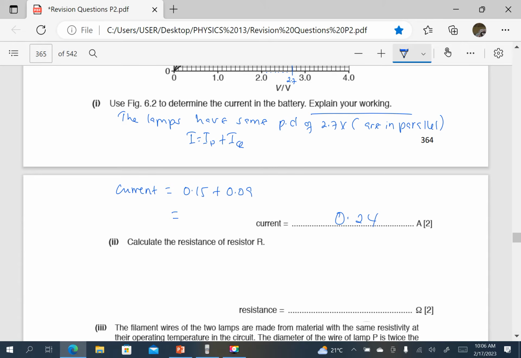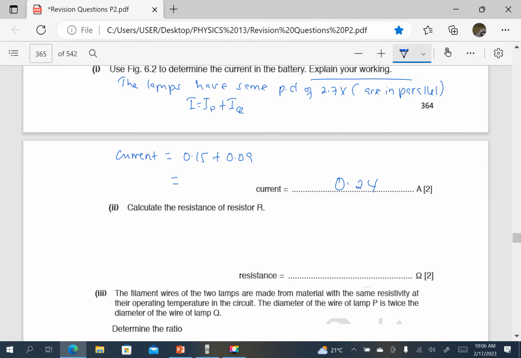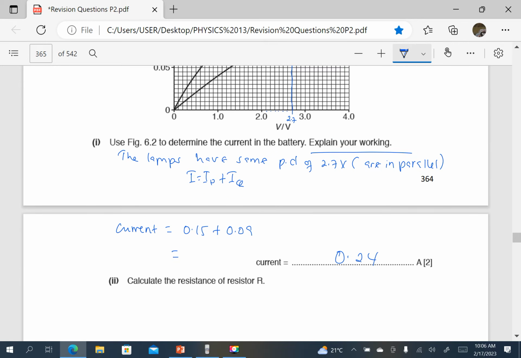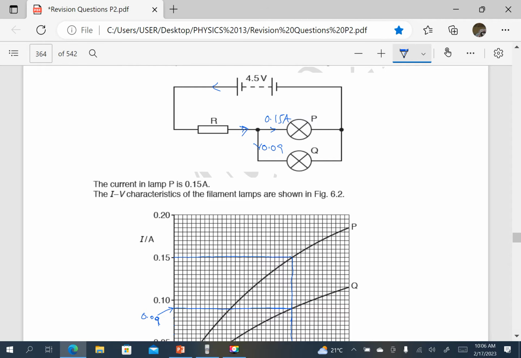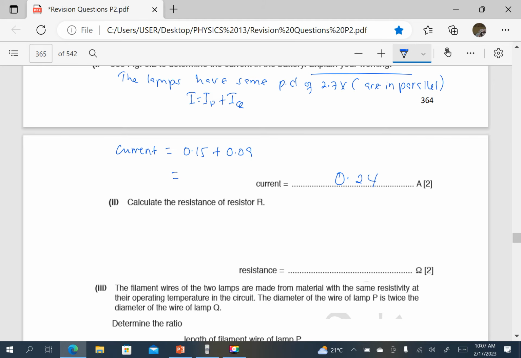Then calculate the resistance of resistor R. We can go back here now that we know the current through each of these. We know the total current, which is now 0.24, and we know the PD across P and Q, which was 2.7. So we can now find the PD across R by subtracting. The PD across R is going to be the EMF, which is 4.5, minus the PD across the parallel combination, which you have seen as 2.7.